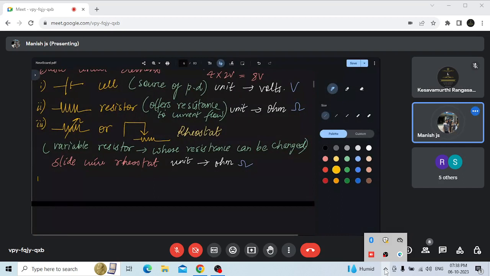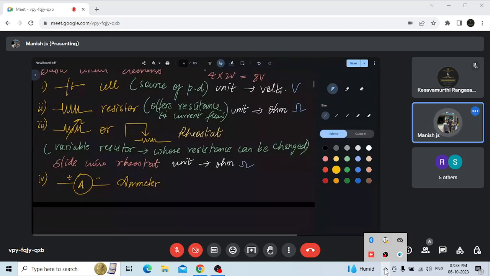Next, fourth one. What is this symbol called? Ammeter, sir. Very good. This is an ammeter. Now, what does an ammeter do? What is the function of an ammeter? What is it used for? An ammeter is used to measure the current in the circuit. So it is used for measuring current.